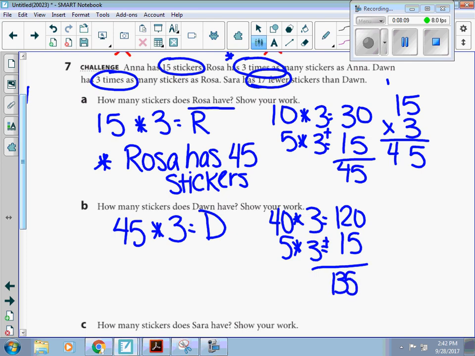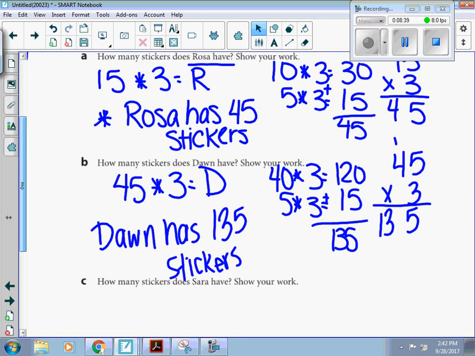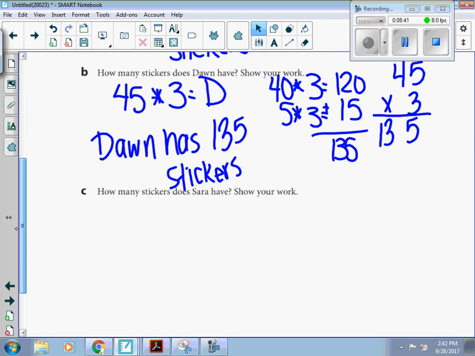And if I did it using my traditional method, 3 times 5 is 15, carry my 1. 3 times 4 is 12, plus that 1 is 13. So I know Dawn has 135 stickers. Now I'm going to infer and guess that the next one is asking me about Sarah, but let's check it out. Part C, how many stickers does Sarah have?